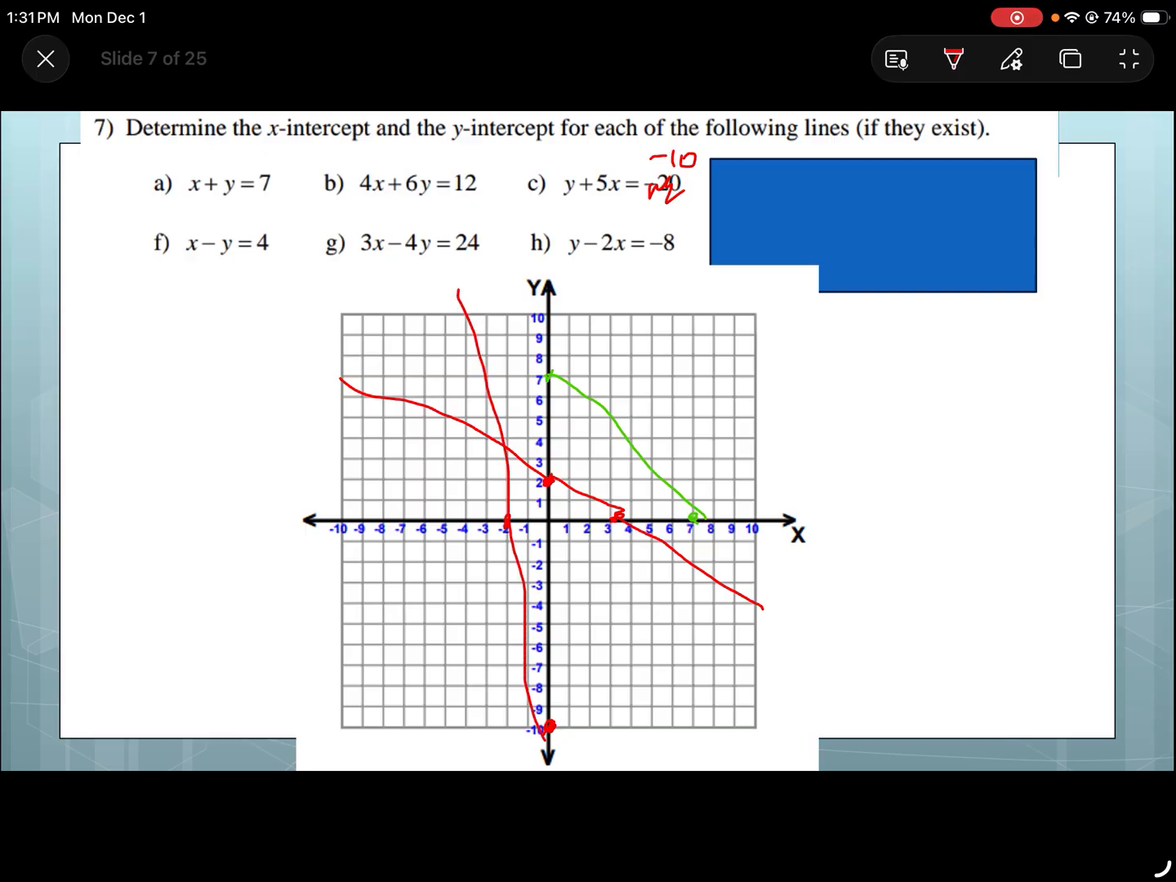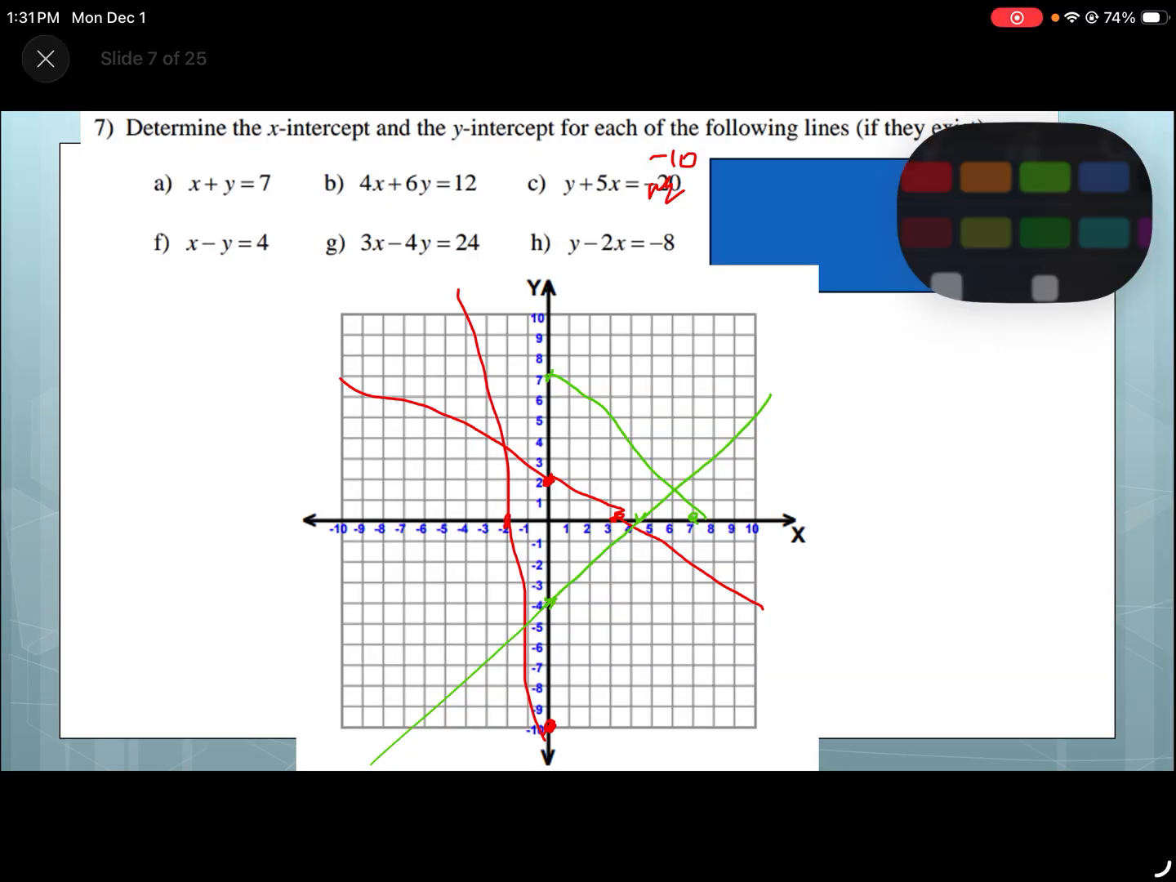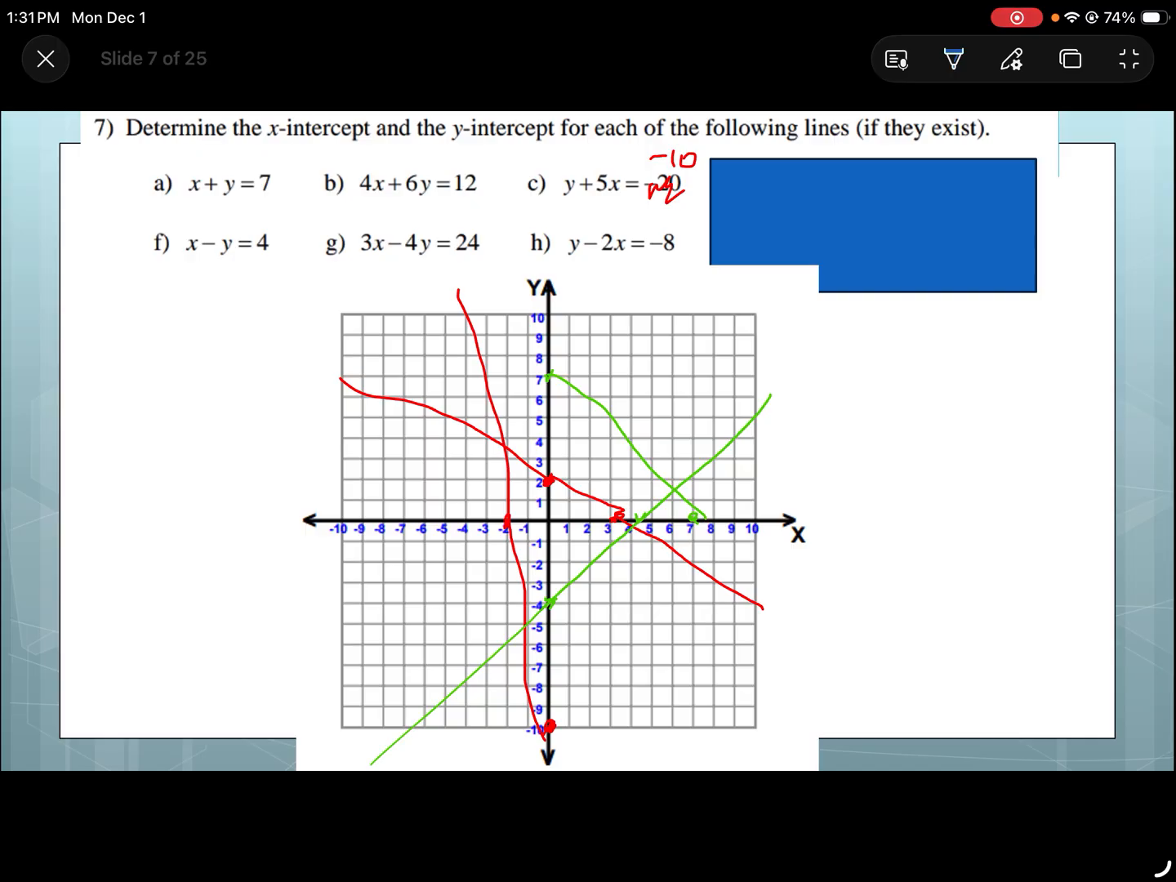What about x minus y is 4? Well, if I ignore x, I get negative y is 4. If negative y is 4, y is negative 4, isn't it? If I ignore y, I get x is 4. And draw the line. What about 3x minus 4y is 24? Okay, well, if I ignore y, I get 3x is 24, so x is 8. If I ignore x, I get negative 4y is 24, so y is negative 6.